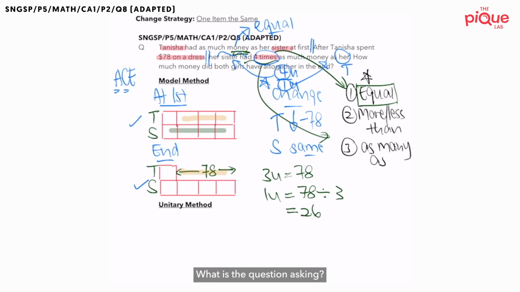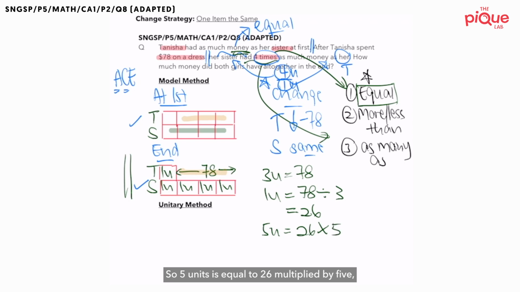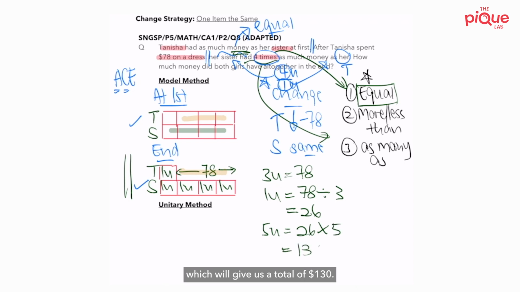What is the question asking? How much money did both girls have all together at the end? So we are looking at the end, and since 1 unit is 26, at the end we have 1 unit, 1 unit, 1 unit, 1 unit. We have 5 units altogether. So 5 units is equals to 26 multiplied by 5, which will give us a total of $130. So the amount of money altogether at the end is going to be 130. So this is how I would solve the question.